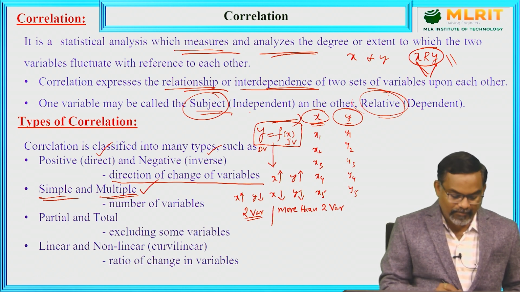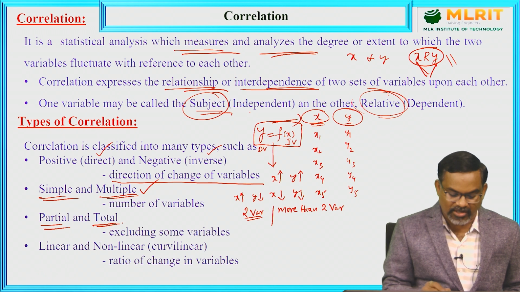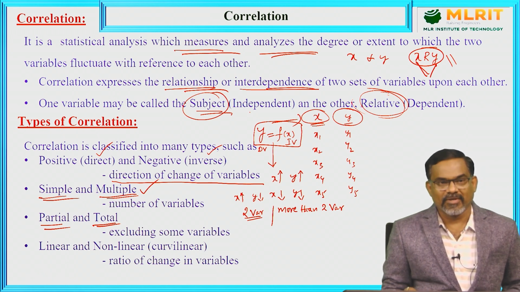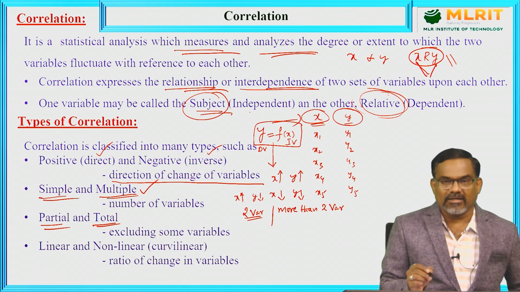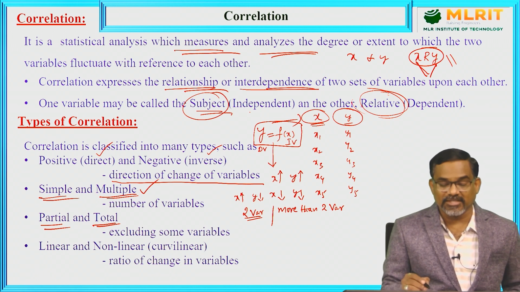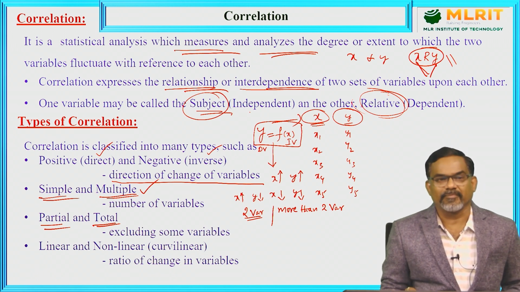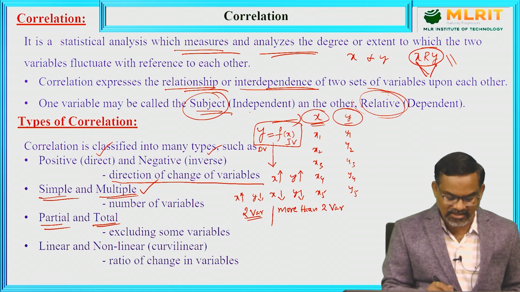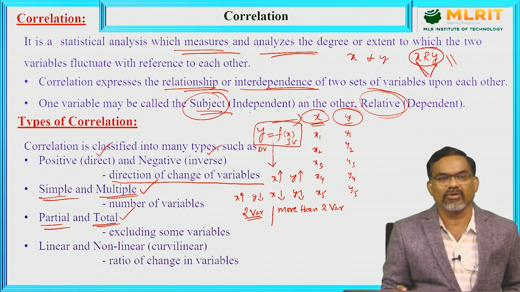The third one, partial or total correlation, depends on the variables. For example, we consider some variables by excluding some other variables. That is called partial correlation. If we consider all the variables without excluding any single variable, that comes under total correlation.